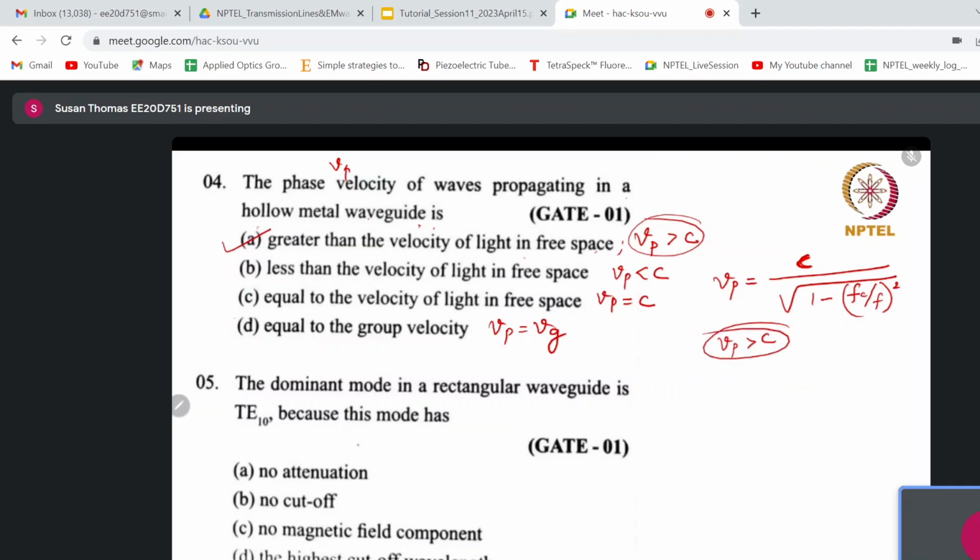Okay, Vp will never be equal to C, or never be less than C. Okay, and Vg and Vp are different. All of you know that Vg is C into root of 1 minus Fc by F the whole square. That is group velocity.